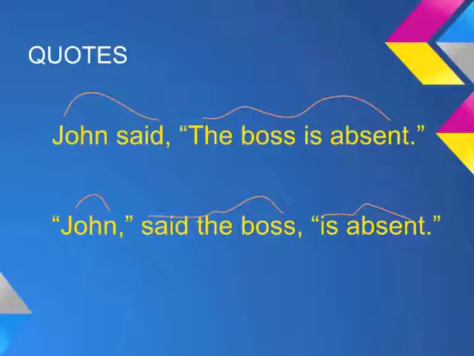With quotes, again, it depends on who is actually saying the information. Let's look at the first example. John said, "The boss is absent." So again, notice the comma is going to help indicate the pause between the first part and then the actual quote itself. Now compare this to the different example here, where it's actually the boss who is speaking and not John.